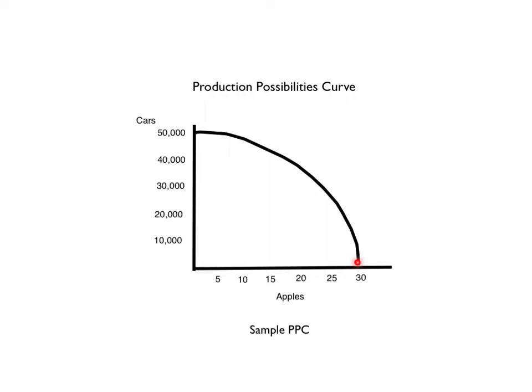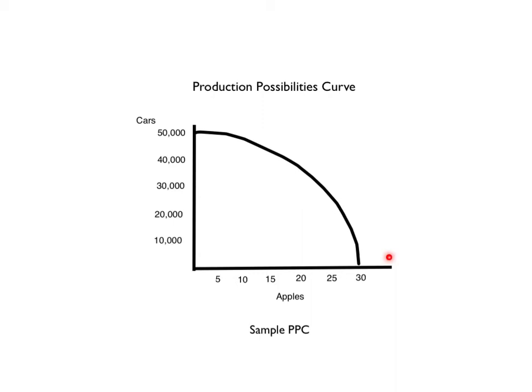Okay. It shows us about factors of production. If we got more factors of production, we actually might be able to produce more than 50,000 cars if we were just producing cars. Or we could produce more than 30 million bushels of apples, or we could produce some mix that was better than any of the mixes we could have had before. Okay, so our line gets pushed out. All right, so it shows us those factors of production.